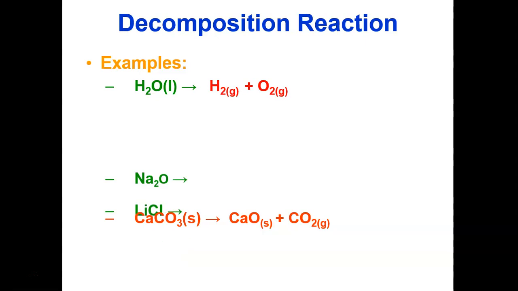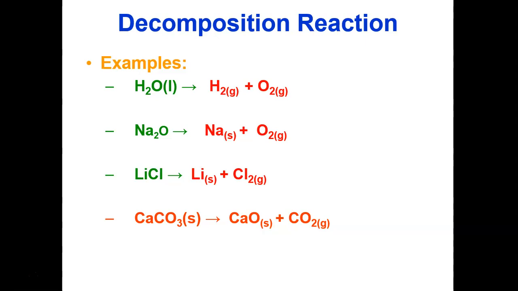Okay, so try to predict the products of those 2 equations. Pause for a minute, and when you're ready, press play. Okay, and again, the main thing here is just to remember the diatomic molecules. And if it's not one of those 7 diatomics, you just write the symbol.